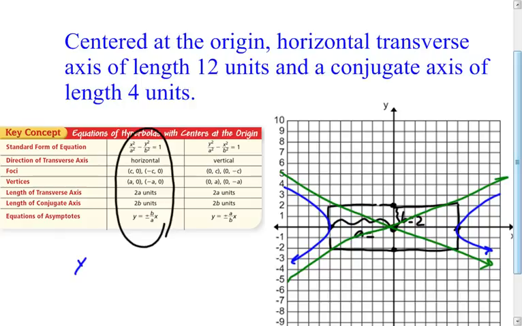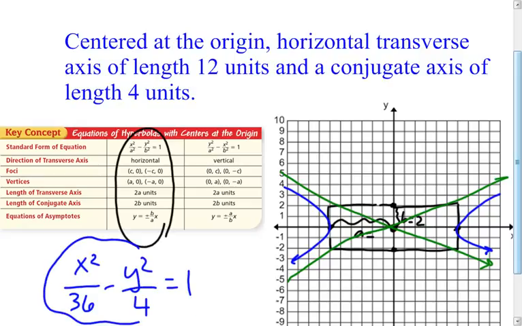And here we go, I can make my equation. x squared over a squared, and a is 6, so 6 squared is 36. y squared over b squared, b is 2, and 2 squared is 4. And that's all you have to do. That will make up that equation right there. Okay? That should do it.